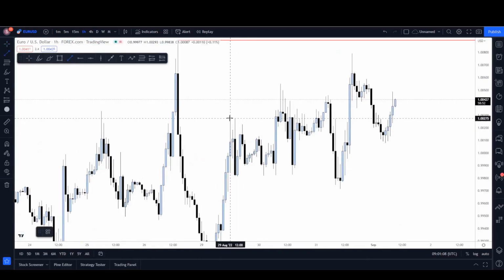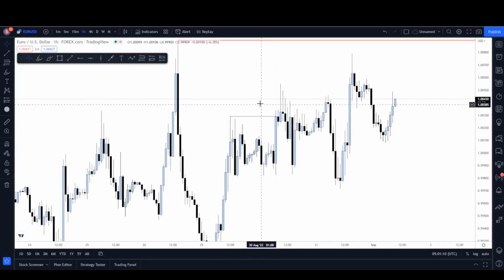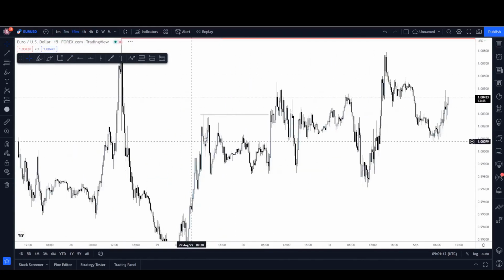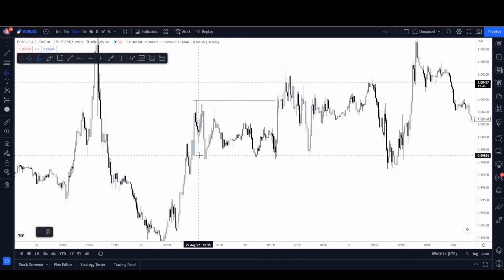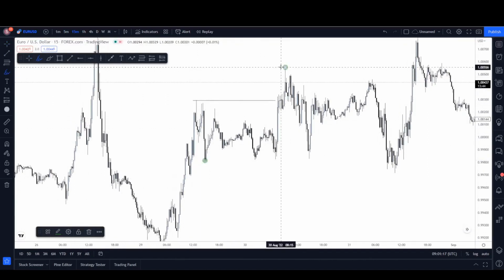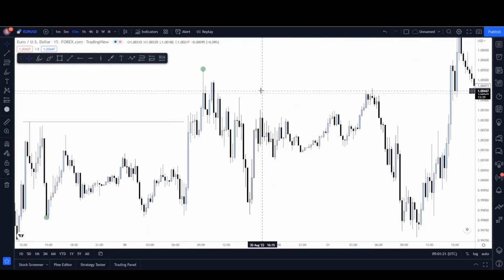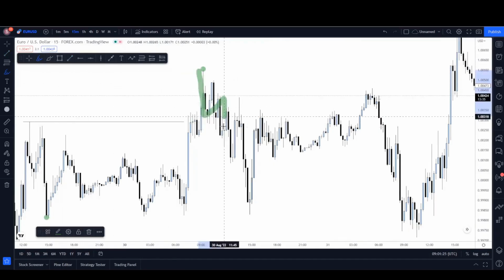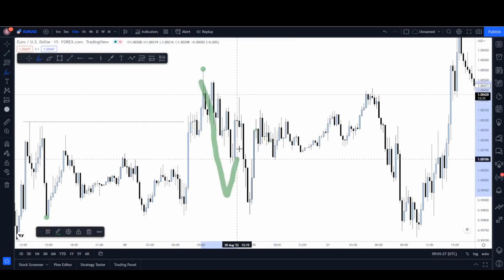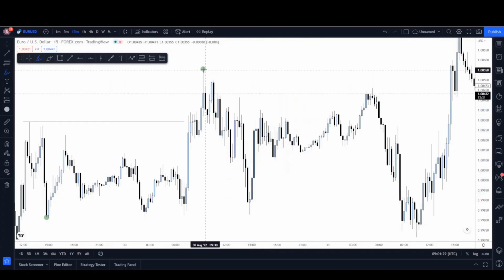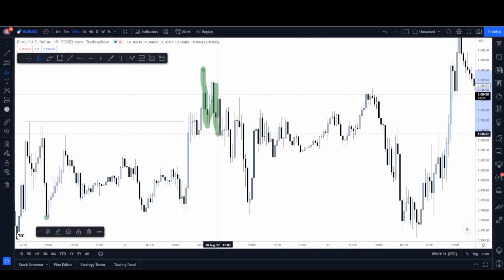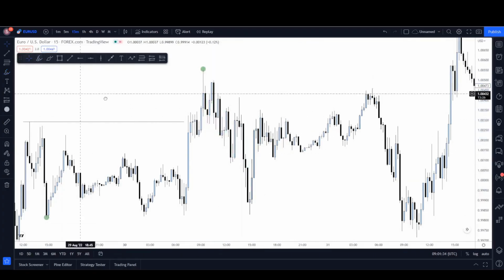So once we had that H1 break, we understood that our M15 structure and H1 structure was exactly the same. So now we know that M15 needs to change, and M15 is going to either work internally like this, or it's going to come down and work internally like this. And as we can see, it worked internally like so, okay?